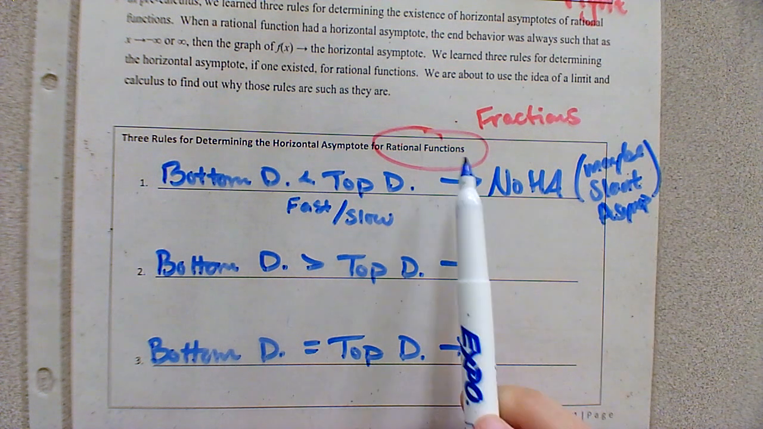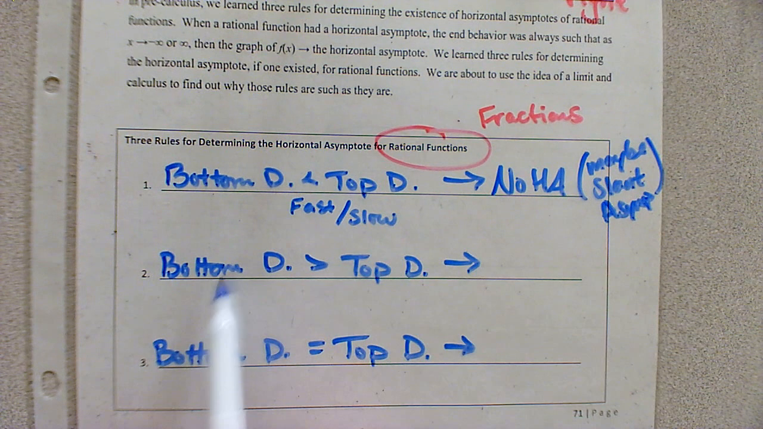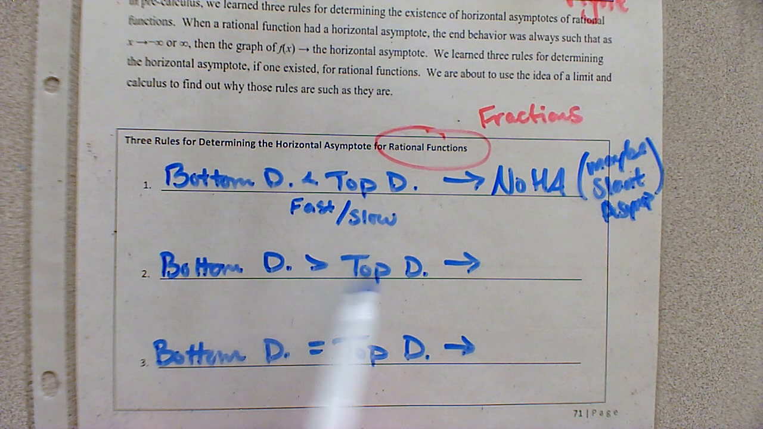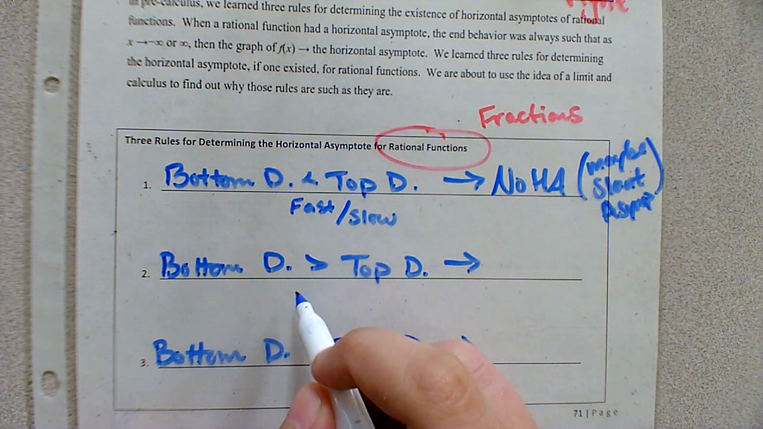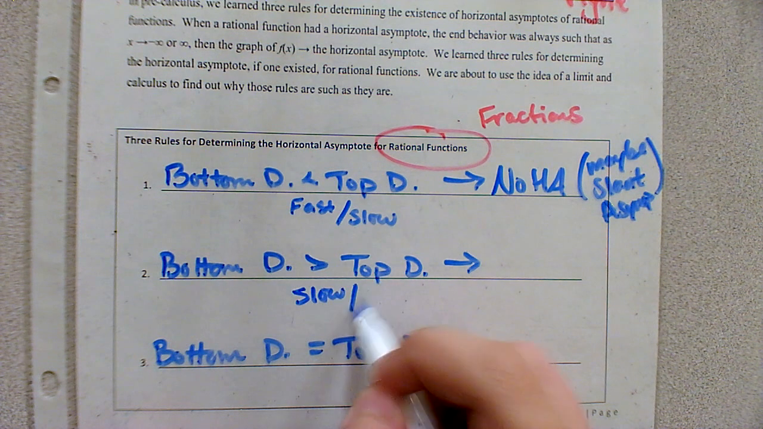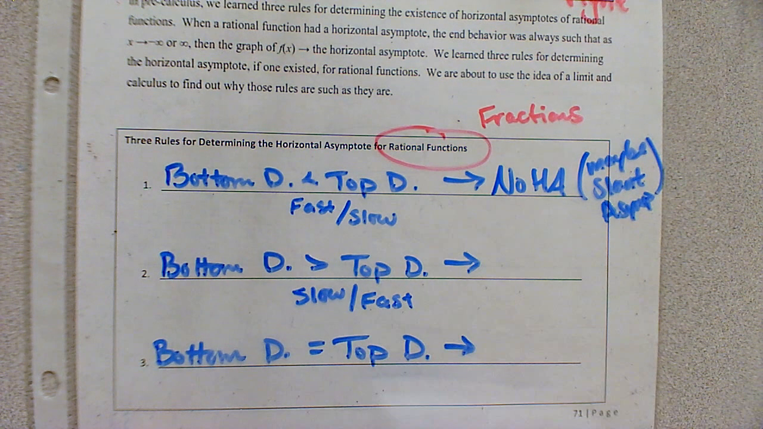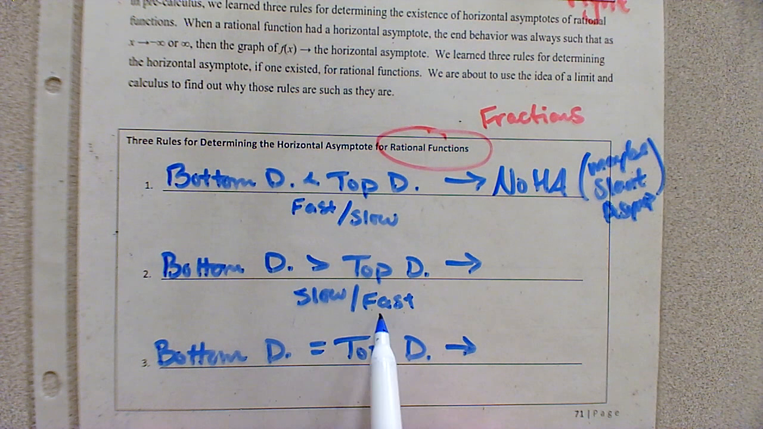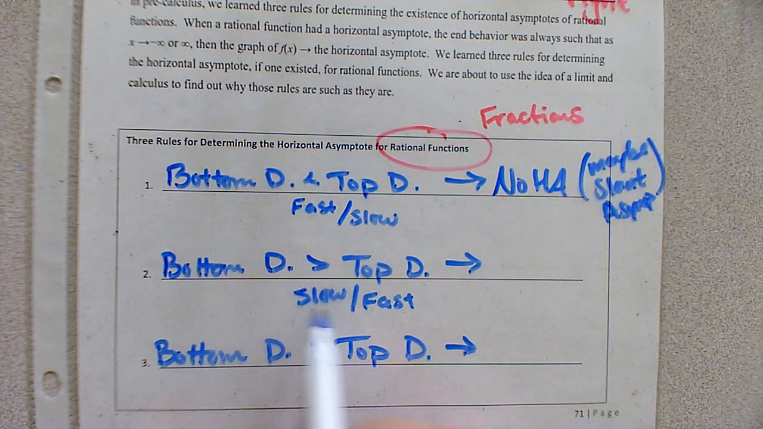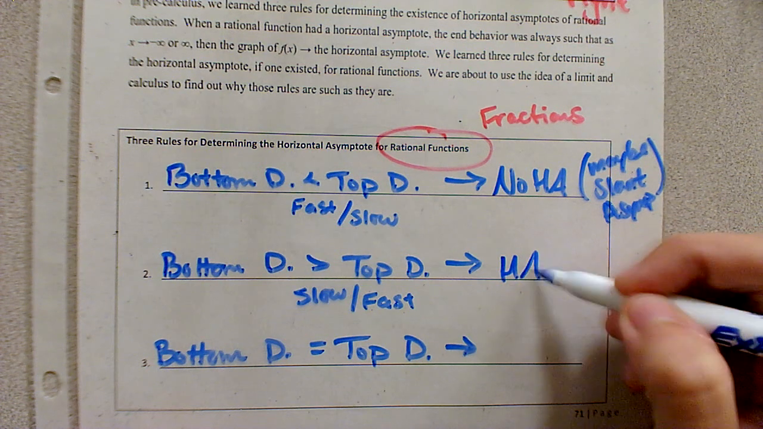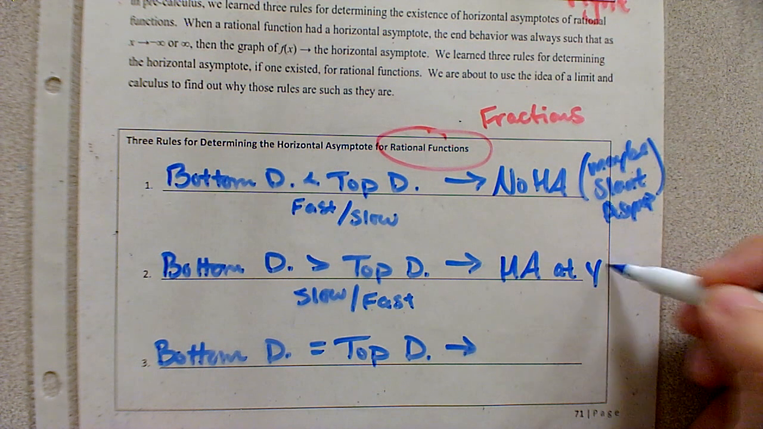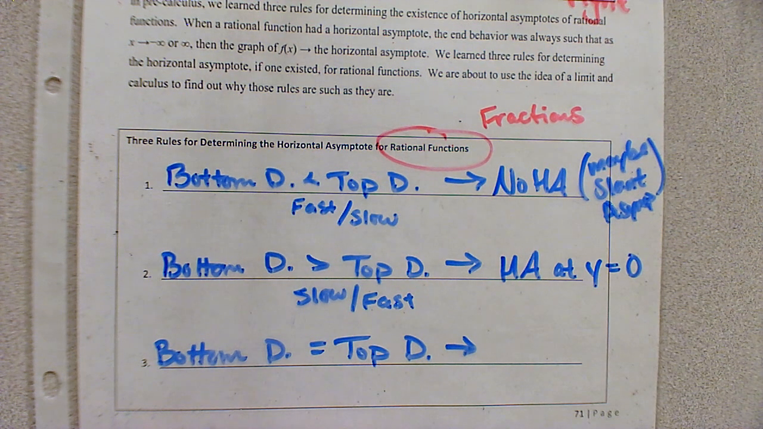Okay, this is for rational functions where we have those fractions. Let's say that the bottom degree is bigger than the top. So this is when we would have the slower function up top and the faster one down below. If we think about this numerically, we're going to have a really big number on the bottom versus a smaller number up top. So something small over something huge, if you were to divide those values together, you're getting closer and closer to 0. So in this case, we have a horizontal asymptote at the y value of 0.